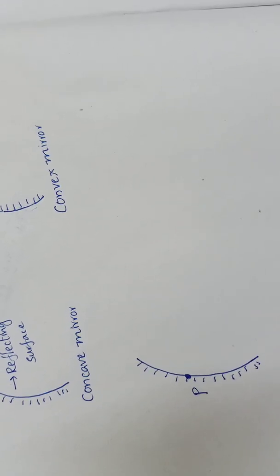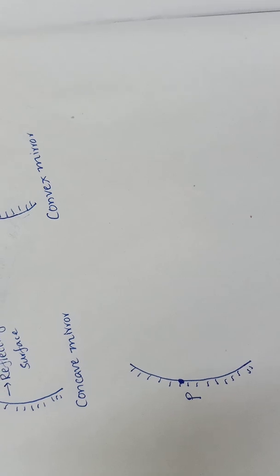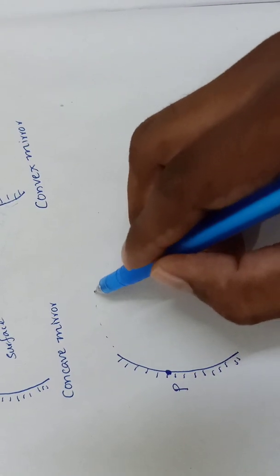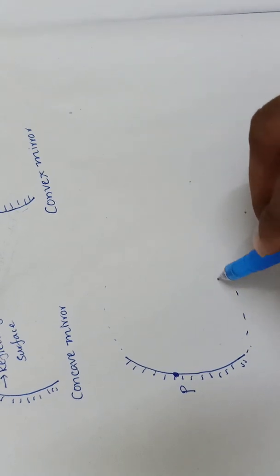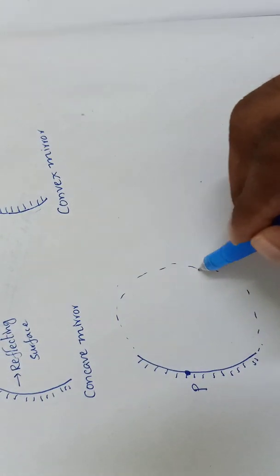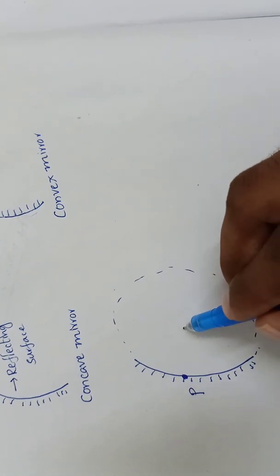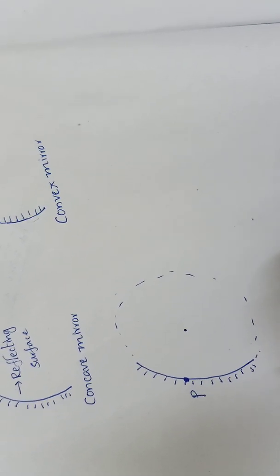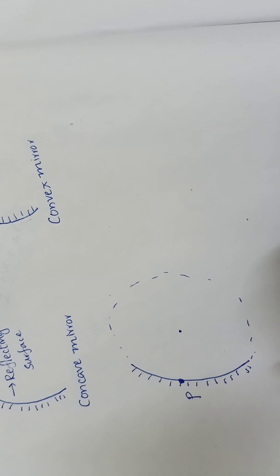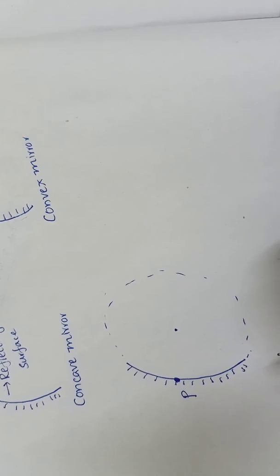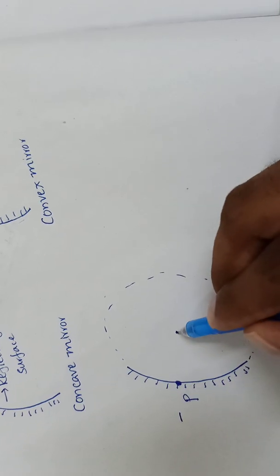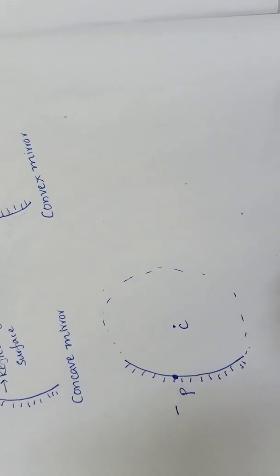Next, center of curvature. Center of curvature means, suppose it is a sphere, if you complete the sphere, then it has a center. The center of the sphere of which the mirror is a part is called the center of curvature. So this is the center of curvature.